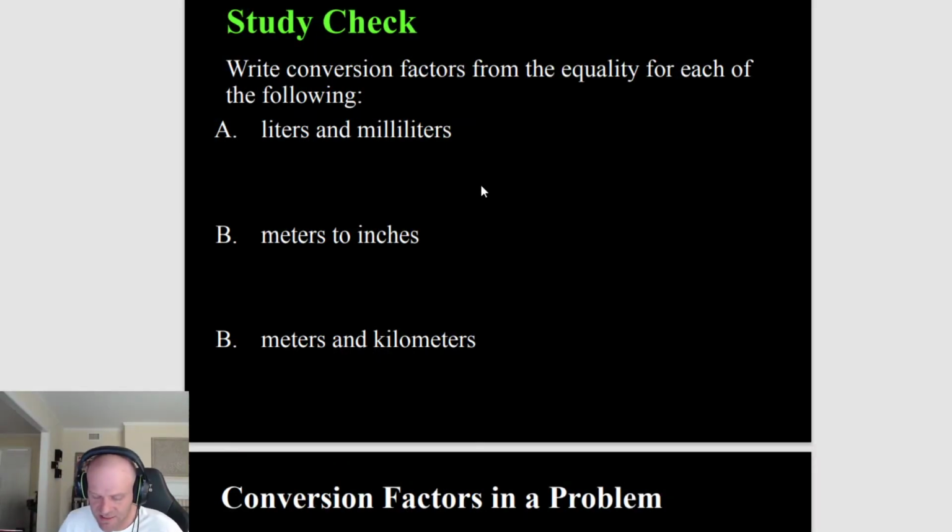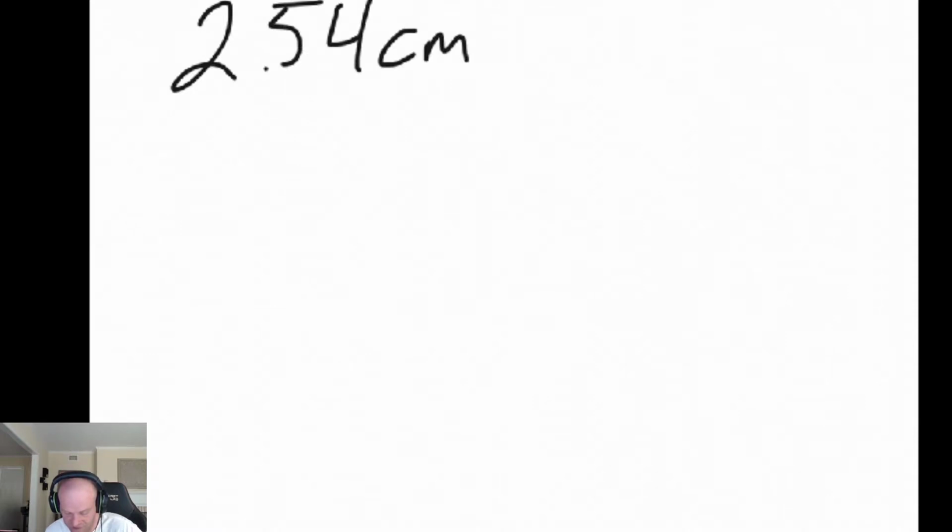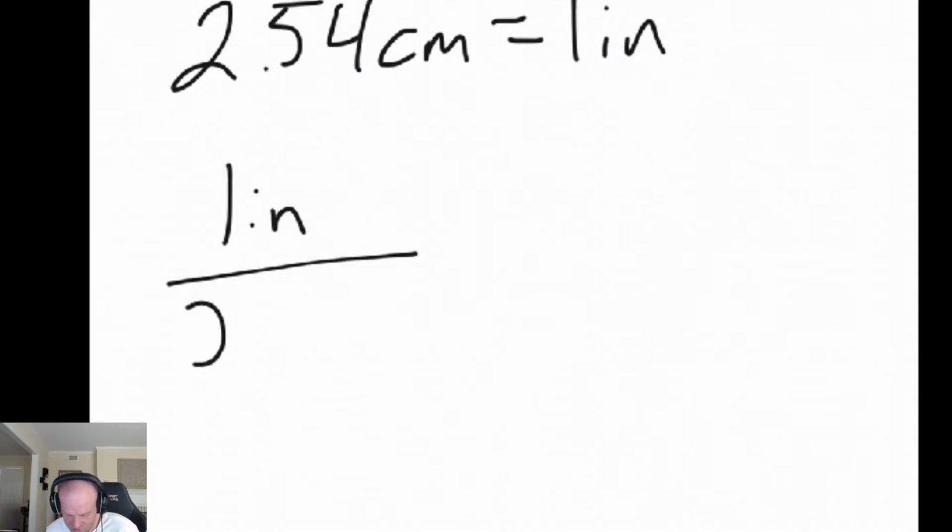So anyway, back to this problem that we're working on. Liters and milliliters: I said 1 liter is 1,000 milliliters, and I can do that either way, 1,000 milliliters over 1 liter. Meters to inches is going to be a little more tough. I might need to do a couple. One thing that I do know is that 2.54 centimeters equals 1 inch. So let's set that conversion factor up first: 1 inch over 2.54 centimeters.